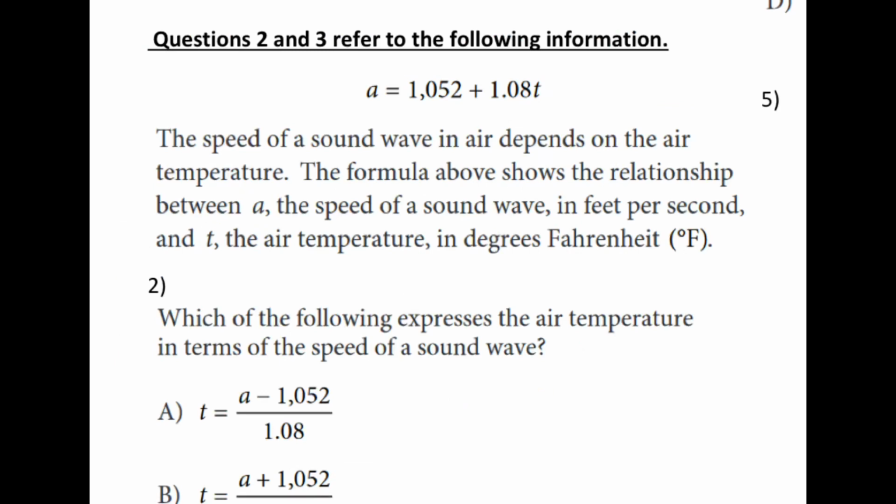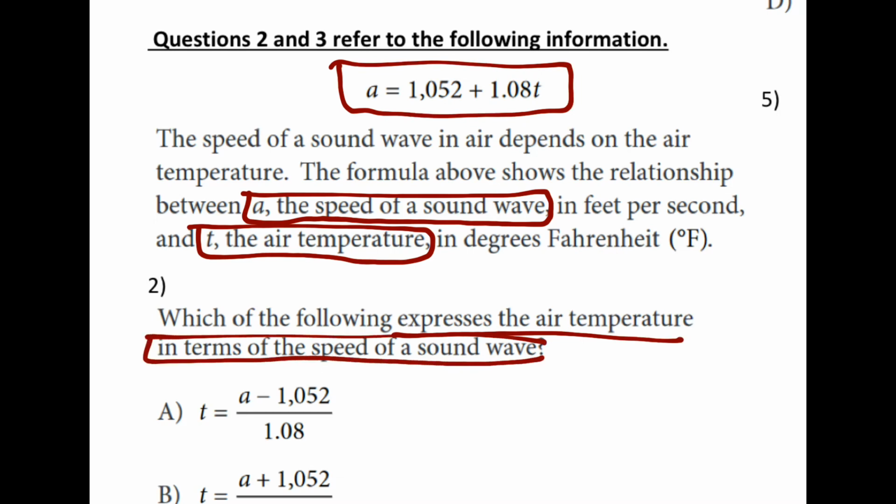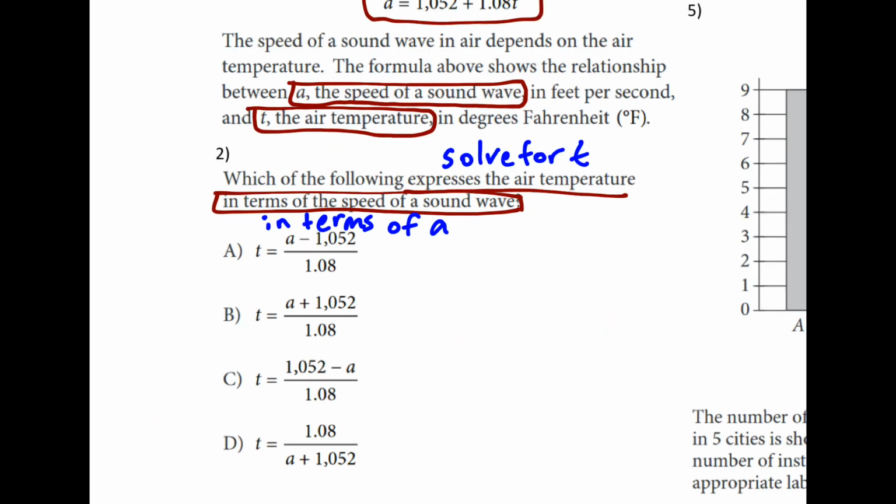2 and 3 use this equation, a equals 1052 plus 1.08t. There's some important information to pull out of this paragraph, that a is the speed of a sound wave, in feet per second, and t is the air temperature. The question really asks us to express the air temperature in terms of the speed. So those are our two variables. They're asking us to express one of the variables in terms of the other. So a translation there would be solve for t in terms of a.